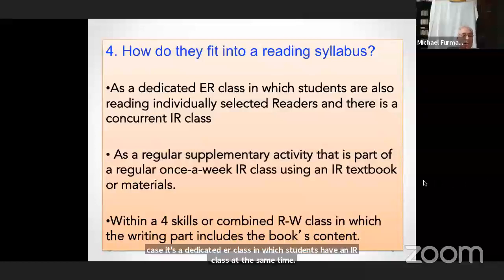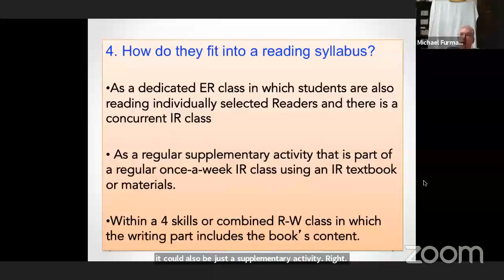But it could also be just a supplementary activity, right? So again, it would be very interesting for me to know what other people are doing. Are you in a 4 skills context? Are you in a reading context? Is it a reading writing class and then it's mostly homework? We're all different, I think.